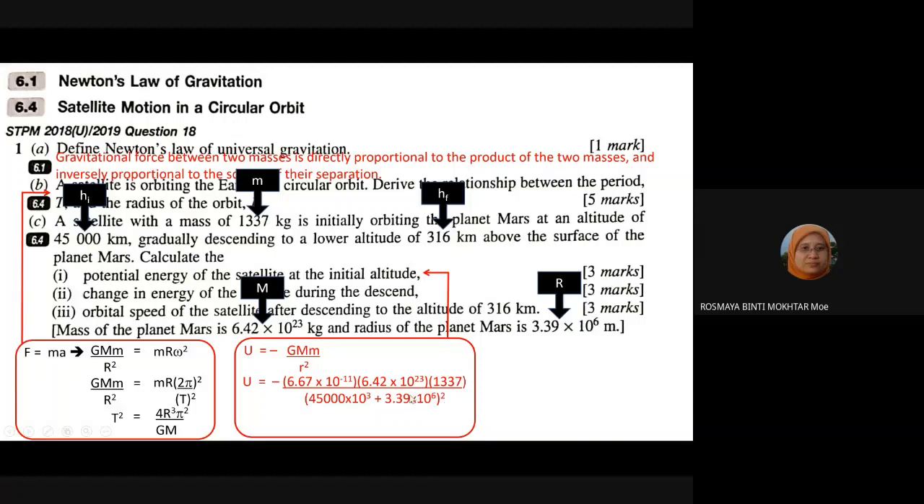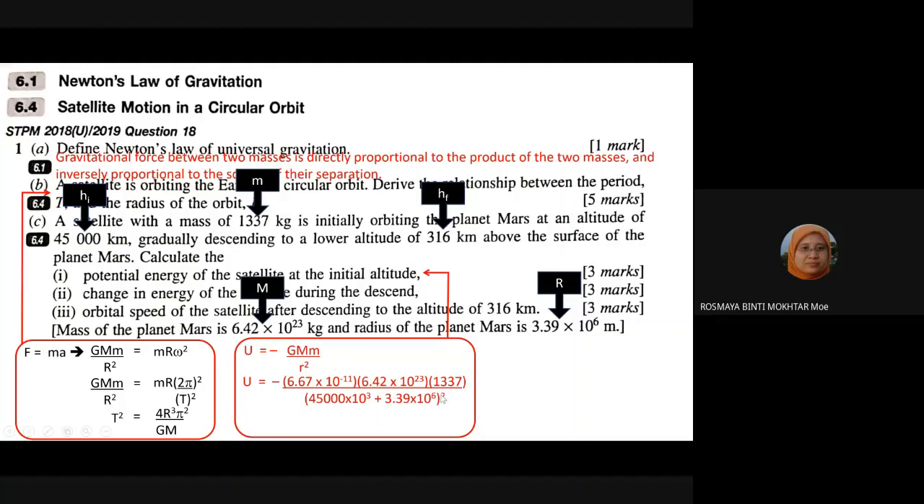Sorry, this is the radius. The initial altitude is 45,000 times 10 to the power of 3. Then the radius of the planet, sorry again: the altitude, the height from the surface, plus the radius of the planet, 3.39 times 10 to the power 6. Always measure r from the center of the planet. This is a common mistake students make: forgetting to add the radius of the planet for the r. Then square it here. Don't forget.